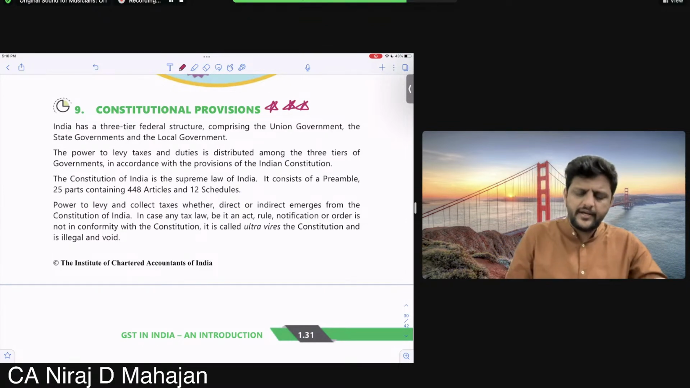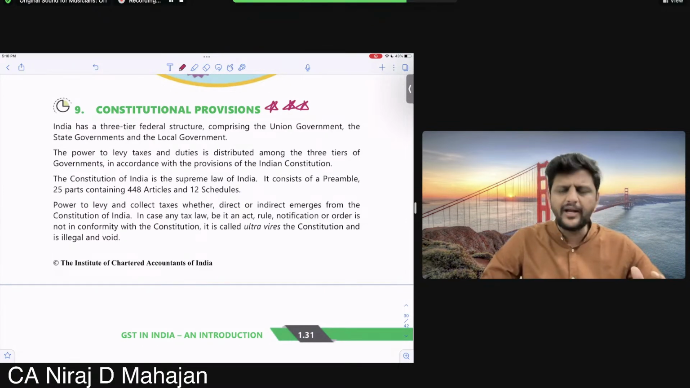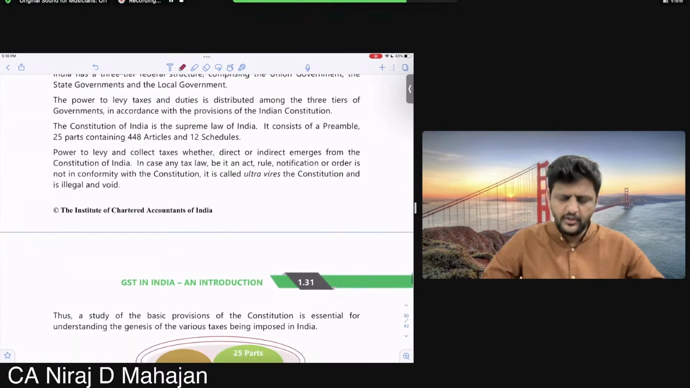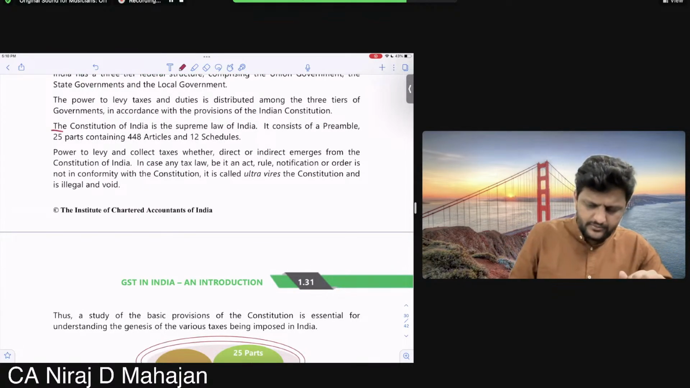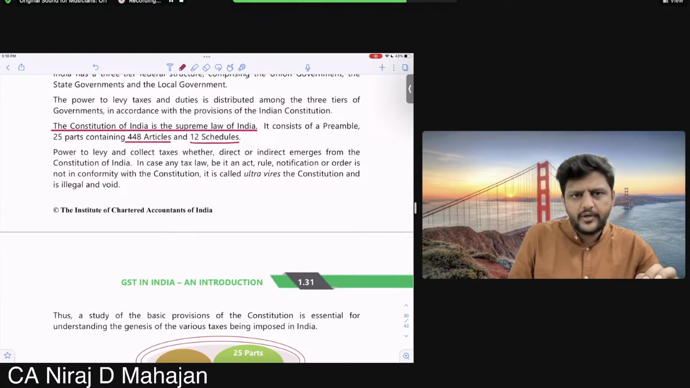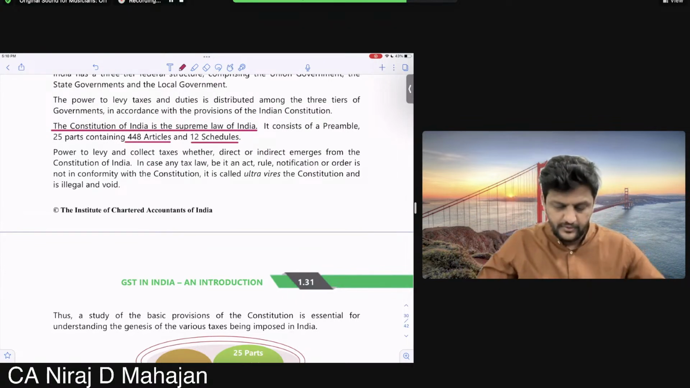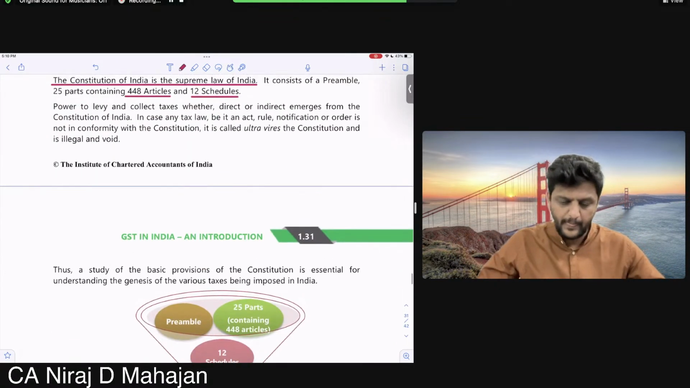India has a 3-tier federal system: central, state and local. The power to levy taxes and duties is distributed among 3 tiers as per the Indian constitution. The constitution is the supreme law in India, no doubt about it. It consists of a preamble, 25 parts containing 448 articles and 12 schedules. Schedules, you understand? Forms and formats and rules given at the end of the act. So even the power to levy and collect taxes, whether directly or indirectly, comes through the constitution.